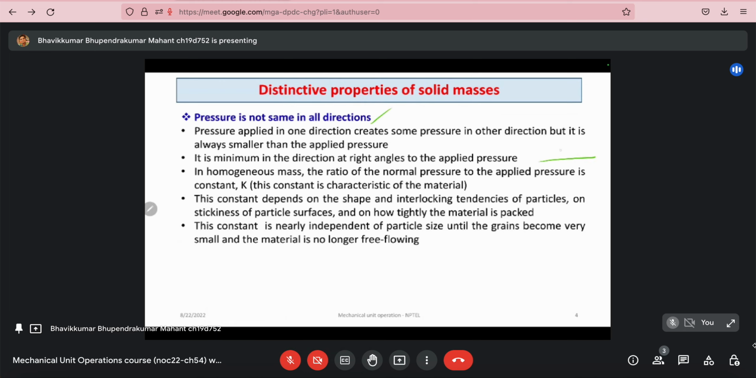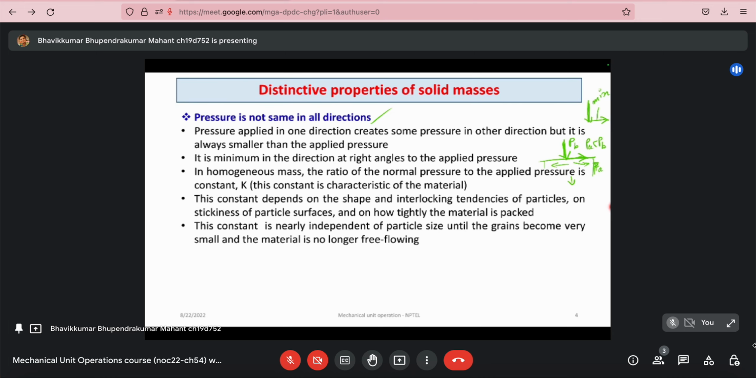As you can understand, if you apply some pressure over here on this solid mass, then there may be some pressure in the other direction, but it is always smaller. If you call this PA and this PB, then PA is always less than PB. It is minimum in the direction at right angles to the applied pressure. So these are the properties we need to understand when we are doing calculations based on solid mass transport.